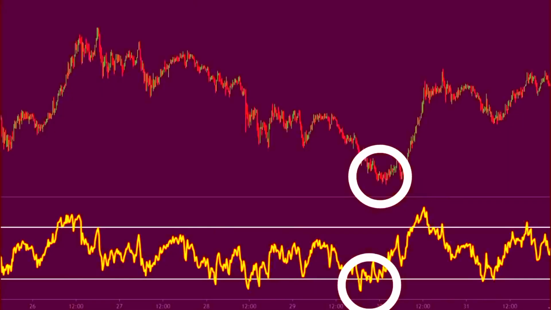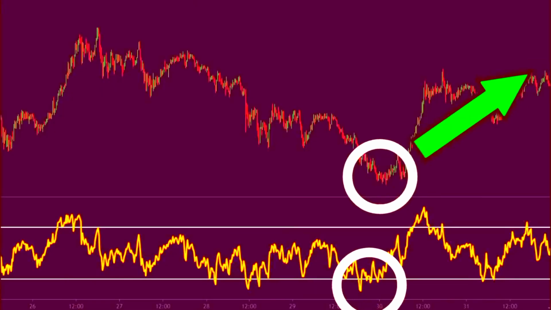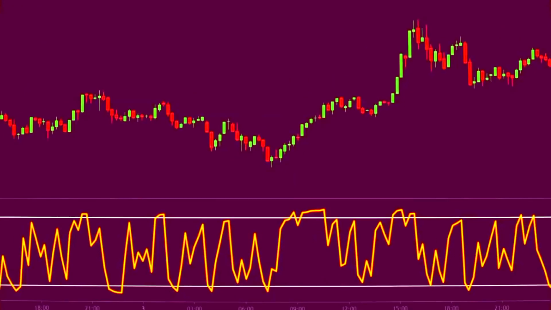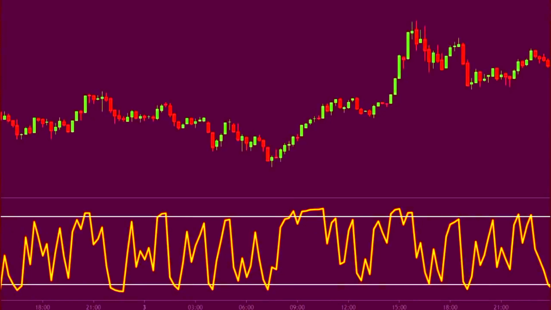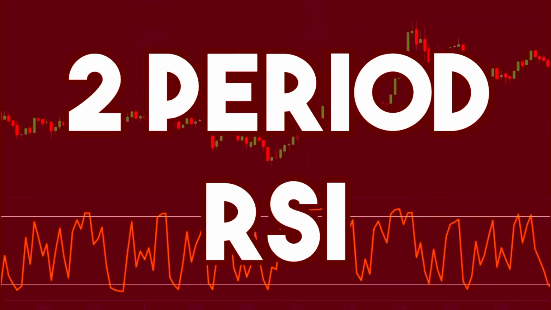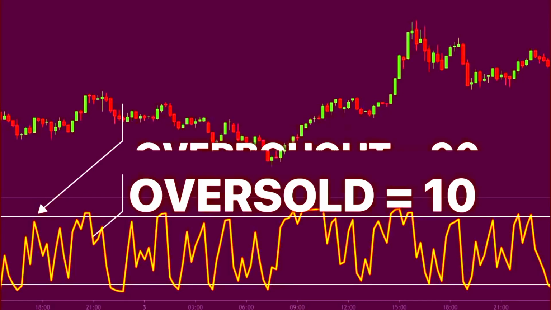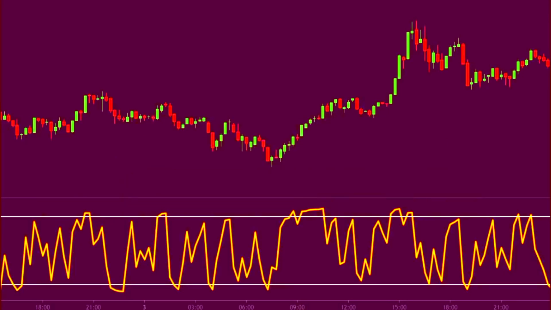In other words, the price has become cheap and we can expect an up move. For our strategy, we will modify the settings of the RSI to suit us. Hence, we will change the RSI period from 14 to 2. We will also change the overbought level to 90 and the oversold level to 10. This will give us a fast-moving RSI.